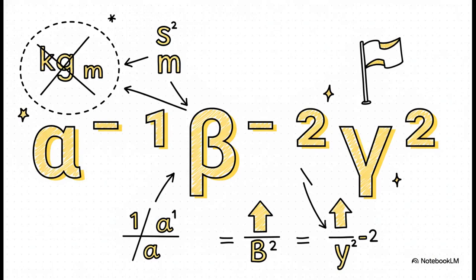And now for the really satisfying part. Let's watch the magic happen. When we simplify, the kg cancels with kg, m cancels with m, s cancels with s. All the units just vanish. We're left with 1 over alpha to the power of 1, 1 over beta to the power of 2, and 1 over gamma to the power of -2. Now remember your exponent rules. 1 over alpha to the 1 is just alpha to the -1. 1 over beta squared is beta to the -2. And here's the tricky one. 1 over gamma to the -2, well, the negative exponent flips it, so it becomes gamma squared. And that's it. That's our answer. We did it. The new number is alpha^-1, beta^-2, gamma^2.